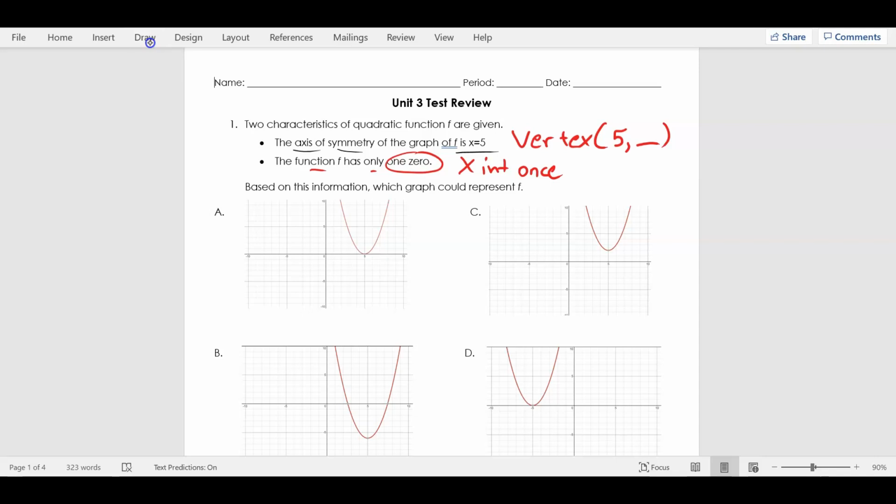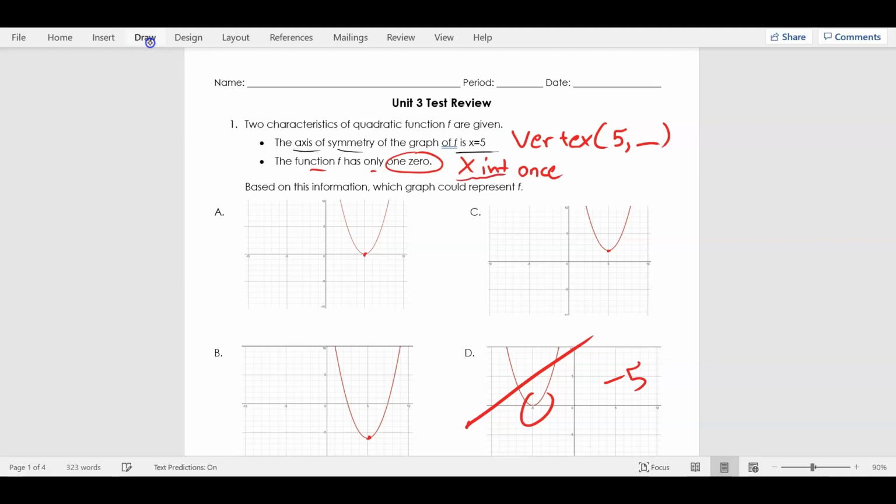So let's look at the vertex is at 5. So this is at 5. That checks out. This is at 5. That checks out. This is at 5. Now D is wrong. That is -5. Does not work. Okay.